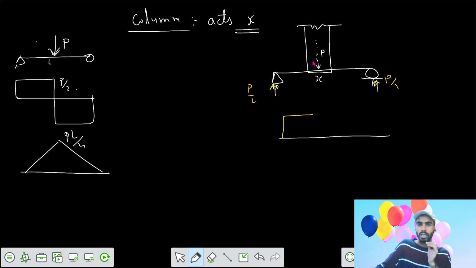Up to this point, we can treat it as a UDL, where UDL equals P by x. So we want to check the shear force value at this section.